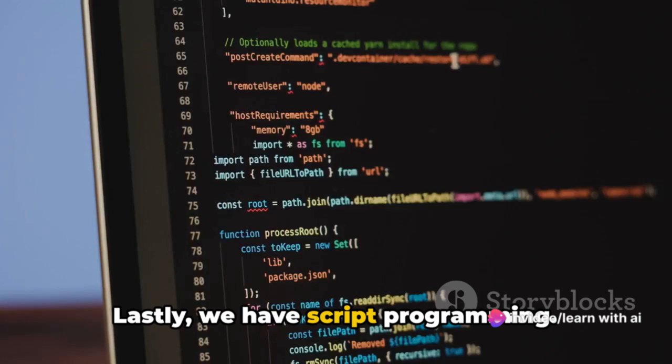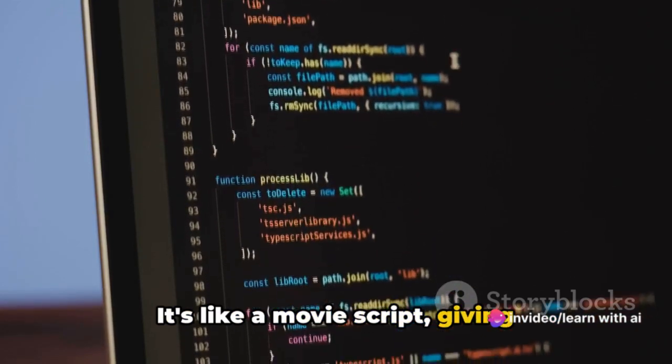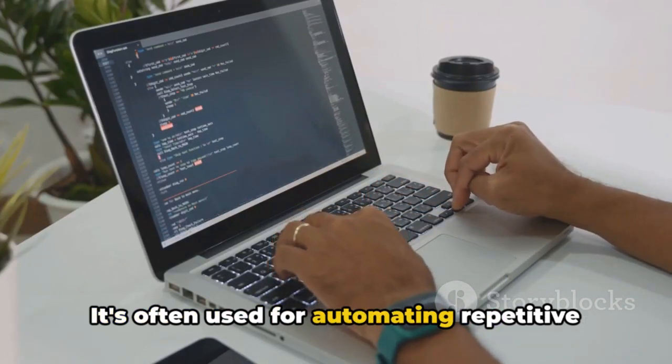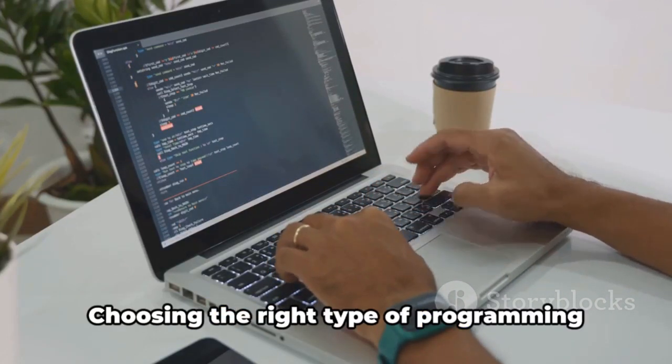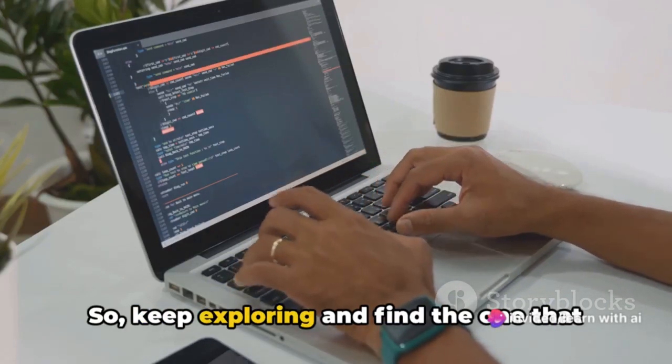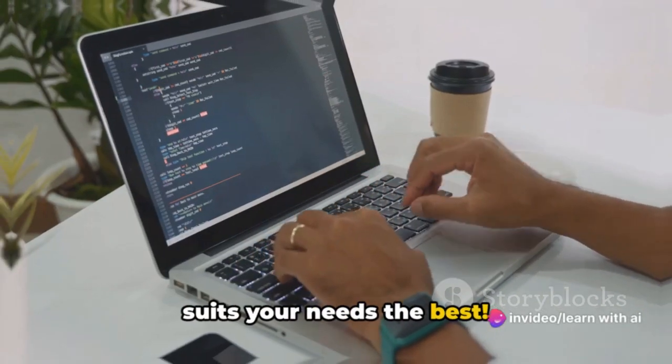Lastly, we have script programming. It's like a movie script, giving directions to the system to perform certain tasks. It's often used for automating repetitive tasks and prototyping. Choosing the right type of programming depends on the task at hand, so keep exploring and find the one that suits your needs the best.